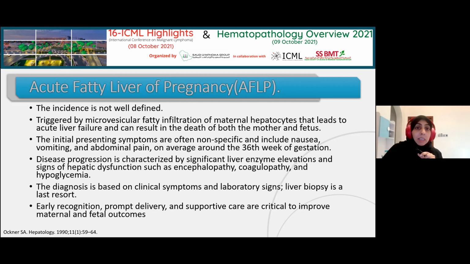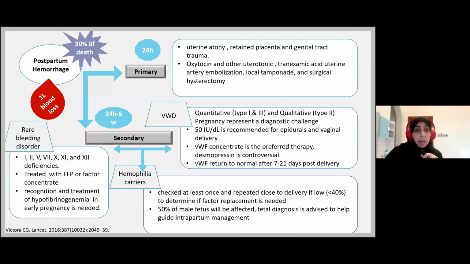Now, bleeding. About 30% of deaths in mothers are accounted for by postpartum hemorrhage, which is defined as a loss of about a liter of blood. According to the onset of bleeding, within 24 hours it is called primary, and if it is between 24 hours and 6 weeks, it is defined as secondary postpartum hemorrhage.